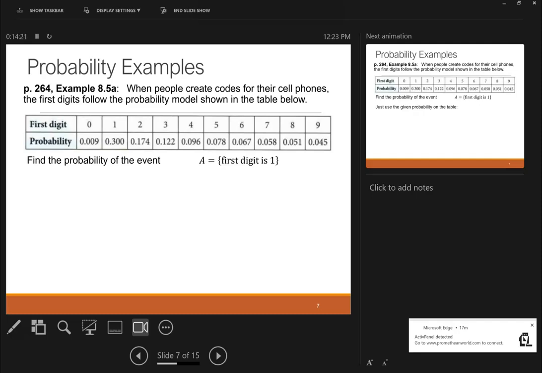Would it just be 0.3? It would be just 0.3. You just read it off the table. How else could you write that answer other than 0.3? 30%. Great. How else could you write it?